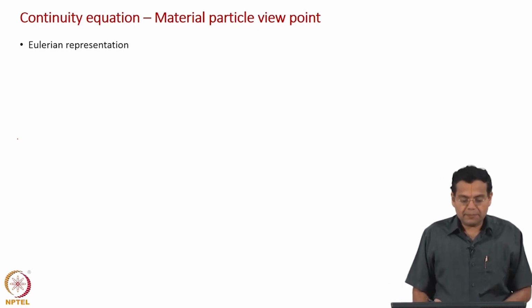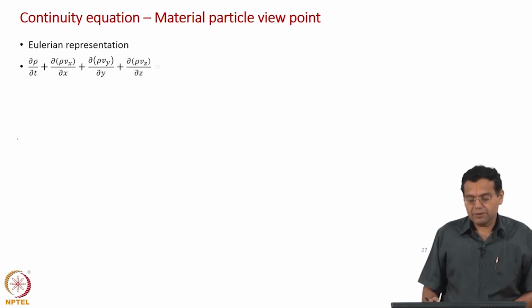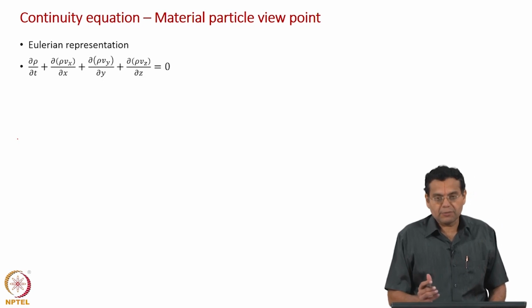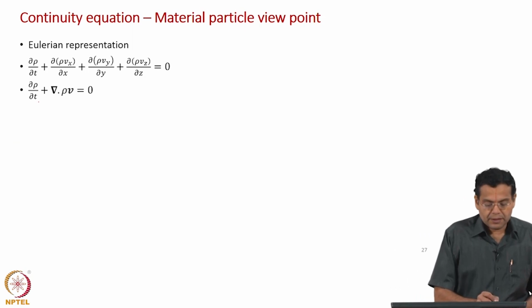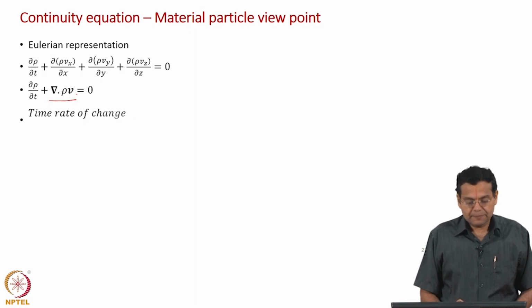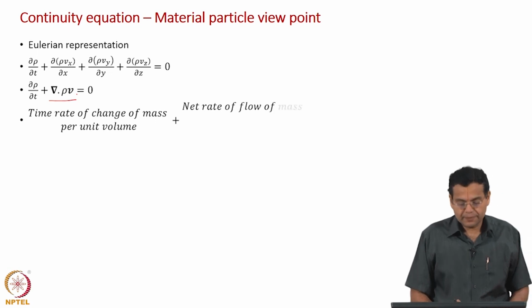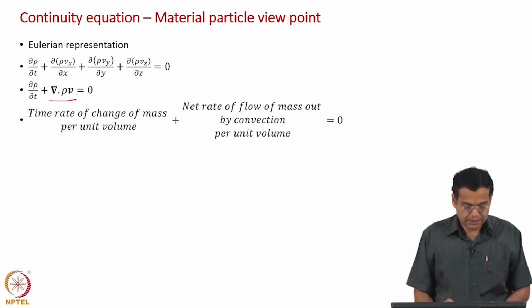So, let us look at the Eulerian representation. This is the equation of continuity which we derived when we derived the conservation equation for total mass, the differential form of that. You can also express the continuity equation in terms of divergence. And what is the significance? The first term represents time rate of change of mass per unit volume. The second term represents net rate of flow of mass out by convection per unit volume, that we have seen also.